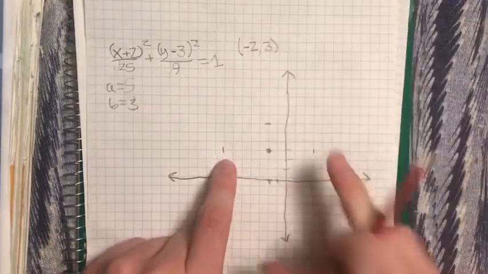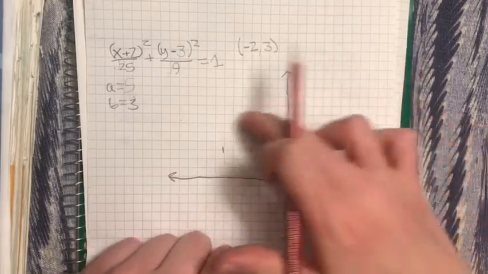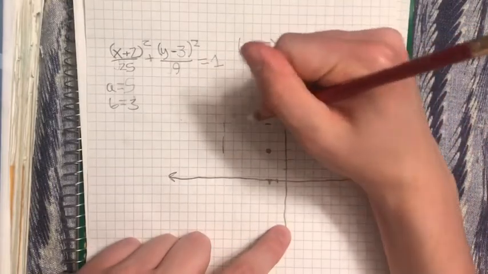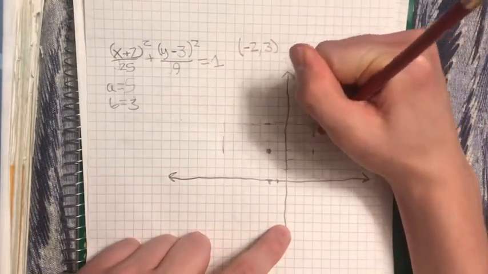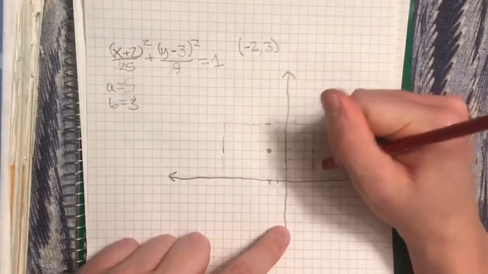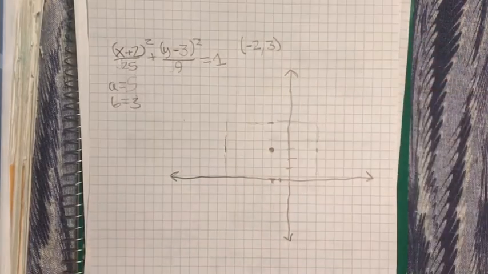So those are our vertexes and our covertexes. And that's about how big, that's where our ellipse is going to go inside. So we can go ahead and draw a box to picture that. Now we need our foci.